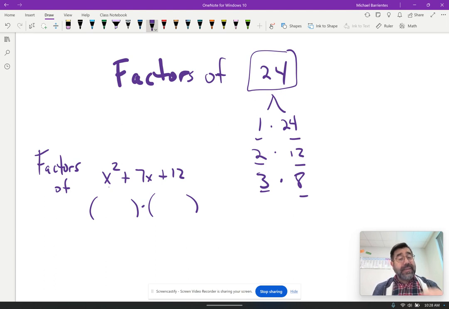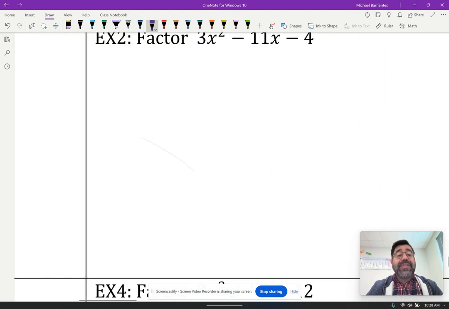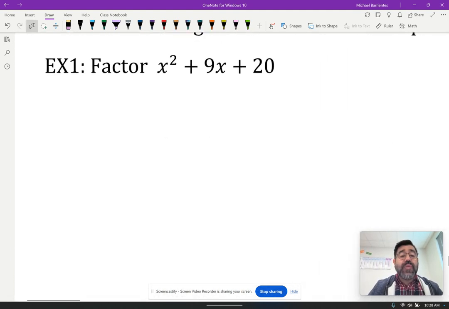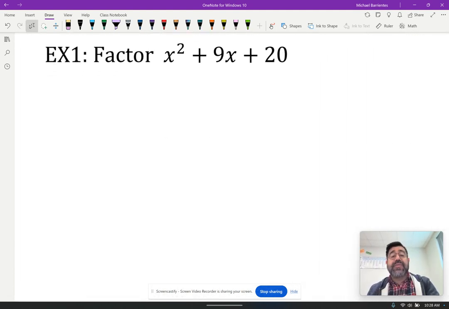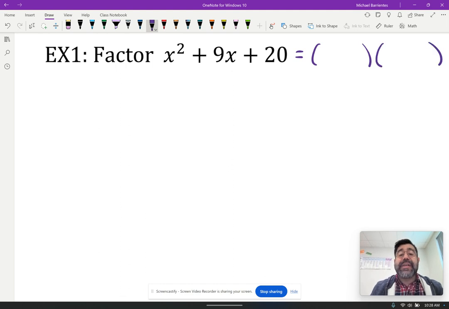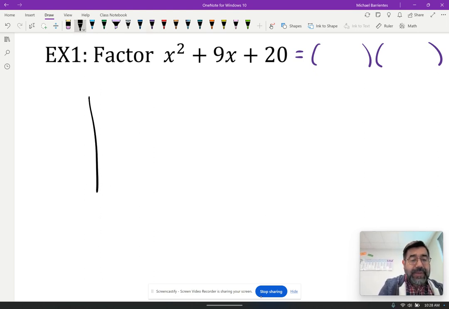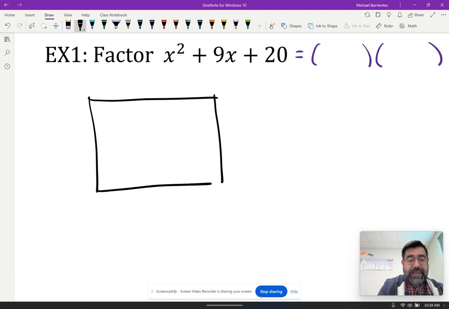And so when we last talked about this, and I believe it was right before Thanksgiving, we talked about using the box method as a way to organize our information. And so that's what we're going to do with these examples. When I ask you to factor, I'm asking you to find what times what gives me x squared plus 9x plus 20. So at the end, you're going to see that we're going to find something times something that gives me x squared plus 9x plus 20. How do we do that? Well, one way you can do that is by doing a box method.